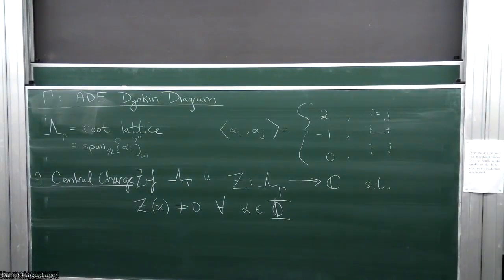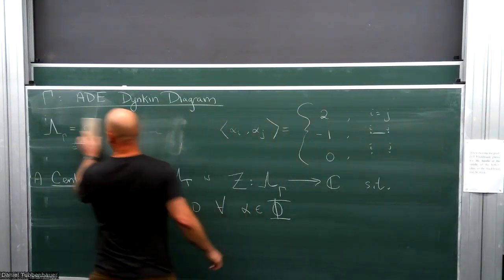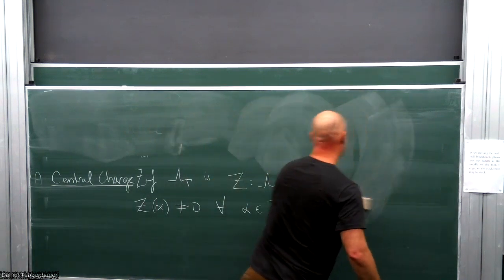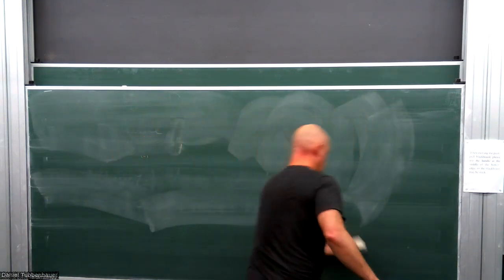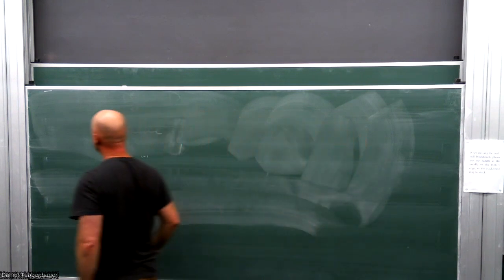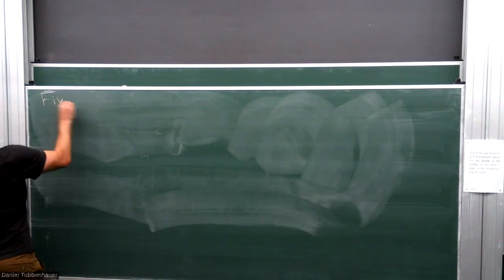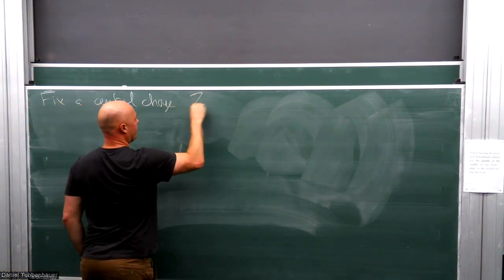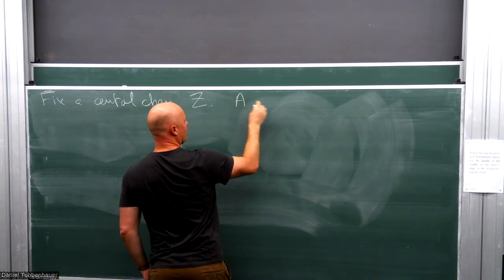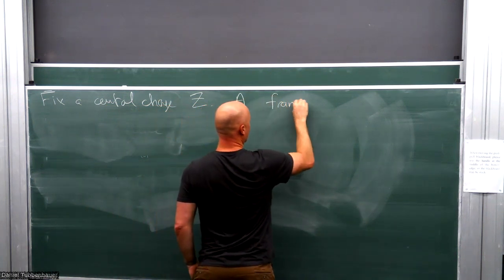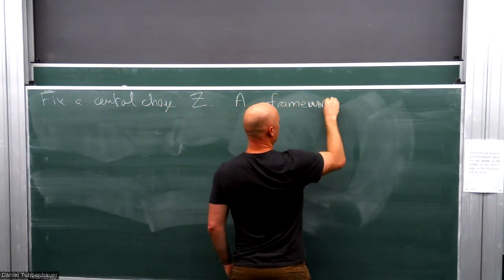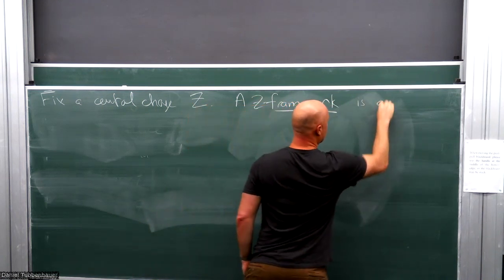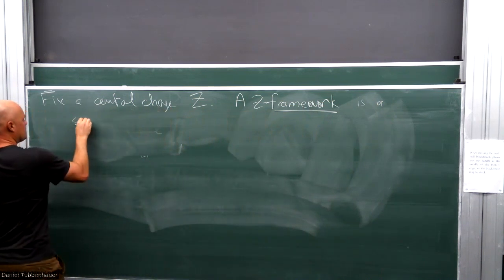Okay, so let me just introduce a couple other words. Let's fix a central charge Z. A framework, we really actually call it a Z-framework, but I'll say the framework, is just a subset of roots.